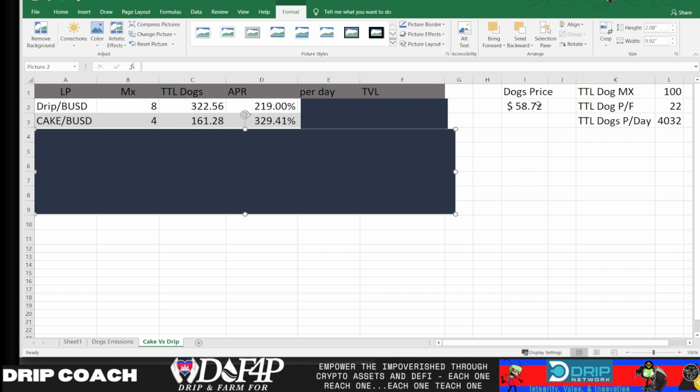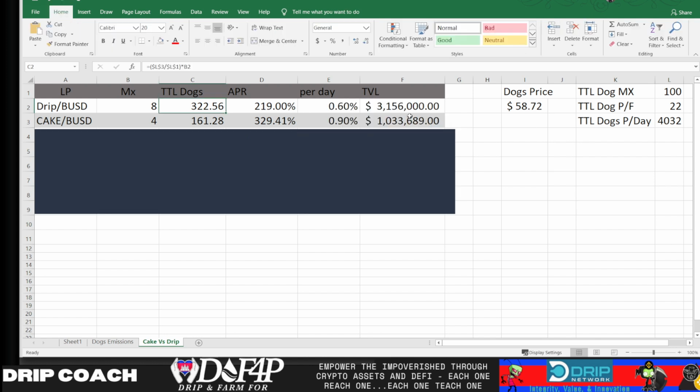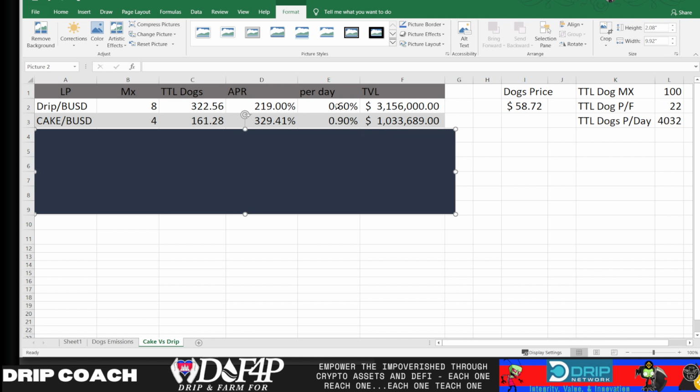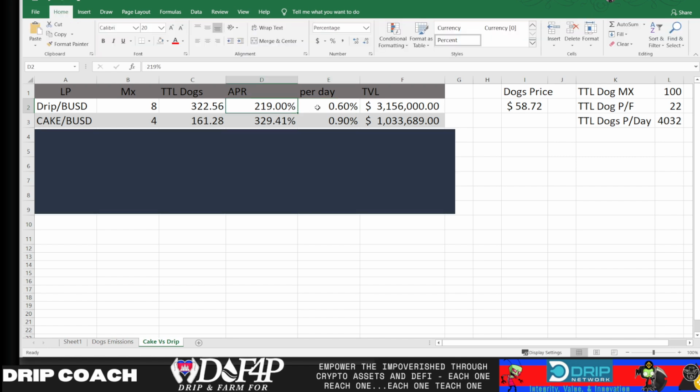And then here I just have the dog's price, right? With this, we can also get the APR per day. Simple math for that is this divided by 365. You guys probably already know that, but just so you can follow along with me. That gives us the amount per day that we're able to get, and you'll see why that's important. And this is also important, the TVL, because remember, you're competing for a portion of the farm.